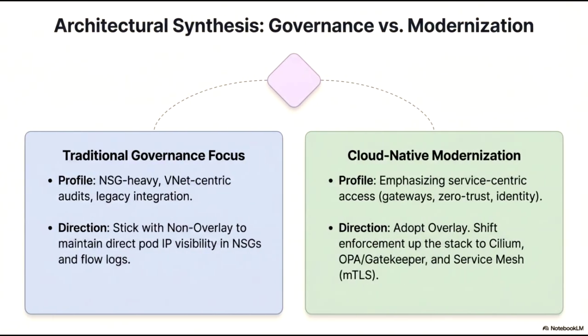Architectural synthesis requires us to navigate the tension between traditional governance and cloud-native modernization. On the left, the traditional governance focus is defined by an NSG-heavy, VNet-centric audit profile, often driven by legacy integration needs. The strategic direction in this path is to maintain a non-overlay network architecture. This ensures direct pod IP visibility within standard network security groups and flow logs, which remains a critical requirement for many established compliance frameworks. In contrast, the cloud-native modernization profile prioritizes service-centric access, utilizing gateways, zero-trust frameworks, and identity-based security.